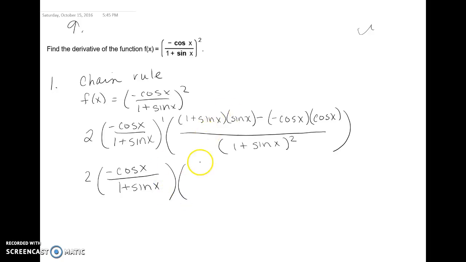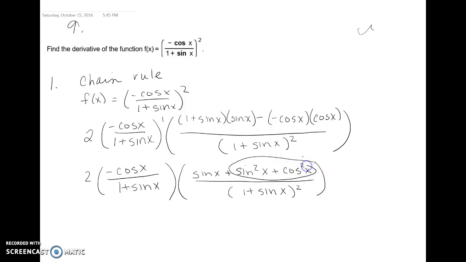So up here, first we're going to distribute the sine of x. So we'd have sine of x plus sine squared of x. And then this negative would become positive, so plus cosine of x. So cosine squared of x. All over 1 plus sine of x squared. Now, sine squared of x plus cosine squared of x, that was an identity we learned last year. That's equal to 1.